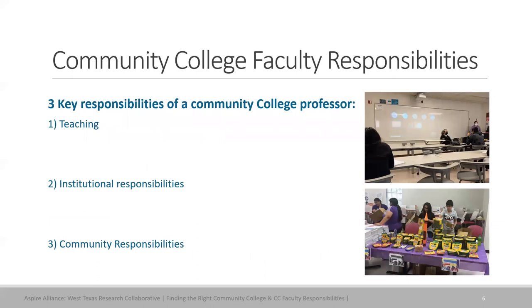So in terms of responsibilities, I have colleagues from all over the United States. Community colleges vary dramatically, not only from institution to institution, but also from state to state. But there are several similarities that I typically try to point out. And I think these are the three key responsibilities that you're going to find in any position at any community college that you have the pleasure of teaching at. Obviously, first is going to be teaching.